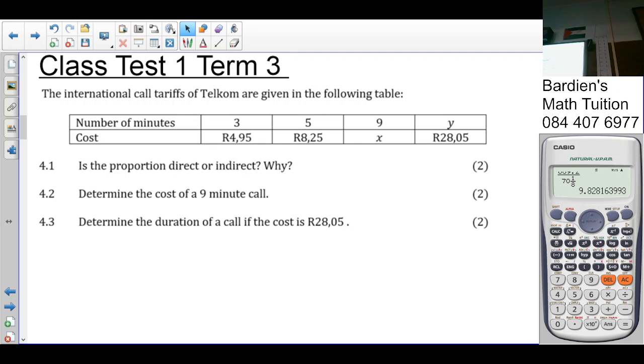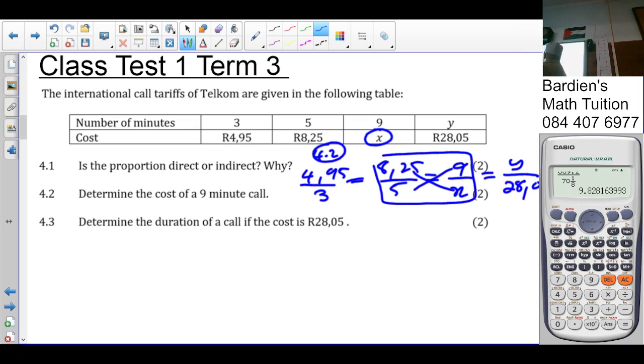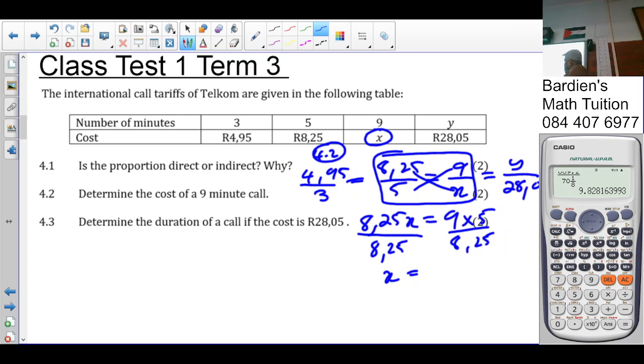4.2, determine the cost of. So, because it's direct, we know that 4,95 divided by 3 is equal to 8,25 divided by 5, which is equal to 9 divided by x, which is equal to y divided by 28.05. So the first one in 4.2 says you must calculate the cost. So in other words, we calculate the x. So what we do is we cross multiply. Or I could have said 4,95 over 3 is equal to 9 over x, it is the same thing. So I cross multiply. So that is 8.25 times x is 8.25x equals 9 times 5. Or I could have written 45 divided by 8.25 in order to solve x on both sides. So x is equal to? Sorry?